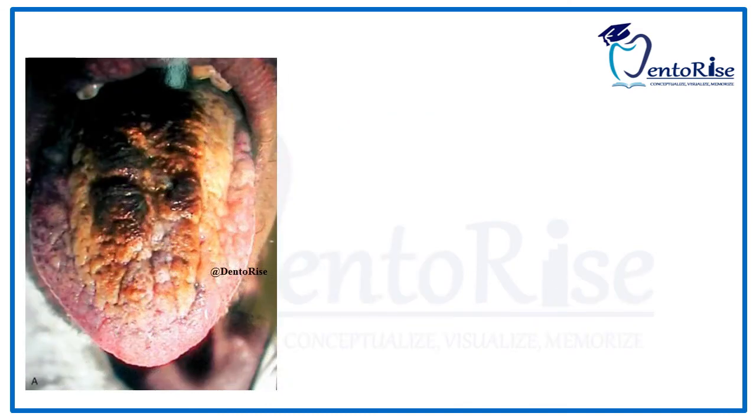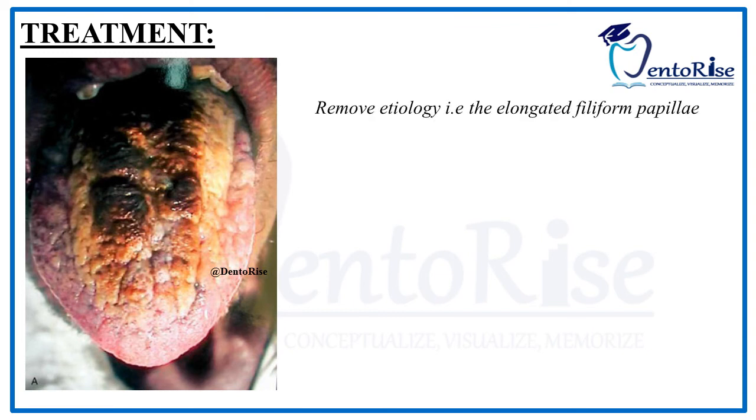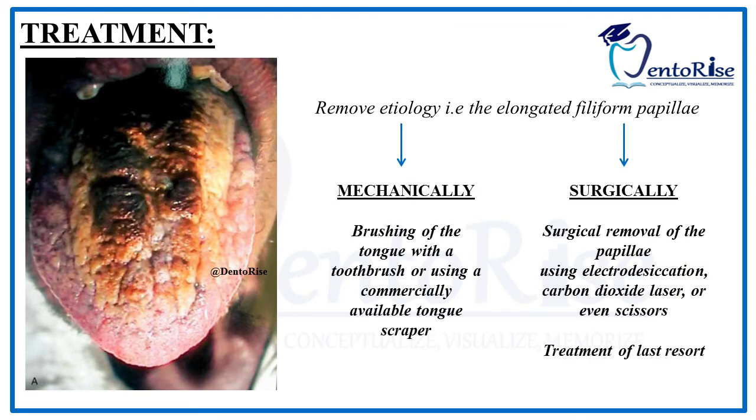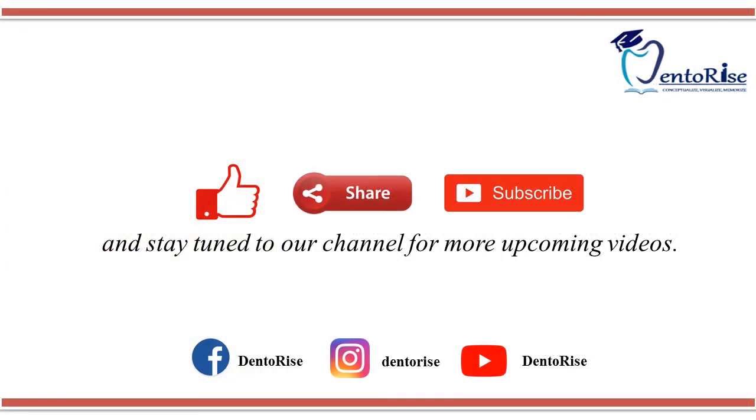Coming to the last heading, that is the treatment. For any disease, the best treatment is to remove the etiology. Therefore, for hairy tongue, the etiology, that is the elongated filiform papilla, needs to be removed. This can be done either mechanically or surgically. Mechanically, brushing of the tongue with a toothbrush or using a commercially available tongue scraper can be helpful. Surgical removal of papilla using electrodesiccation, carbon dioxide lasers, or even scissors is recommended, but this is the treatment of last resort. So this was all about hairy tongue.